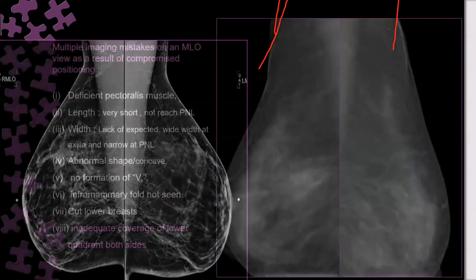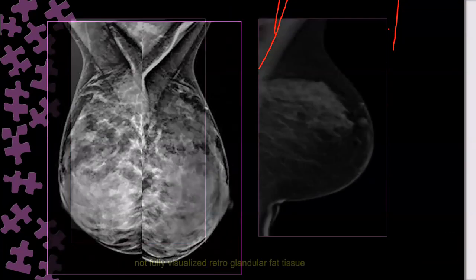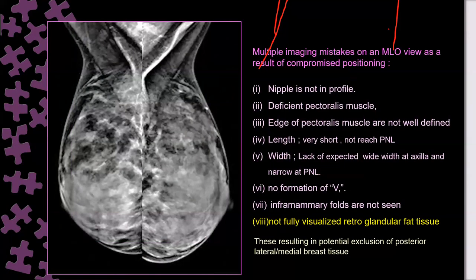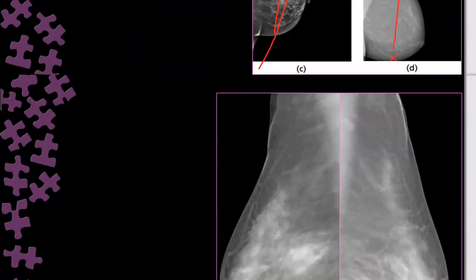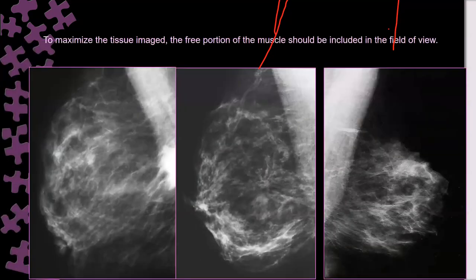But for this one, we have not seen the pectoralis well. We are not sure how much posterior breast tissue is still there. I cannot tell how much. But here in this case, you have seen most of the whole pectoralis and some mild breast tissue projecting over the pectoralis, which in certain persons you can see.